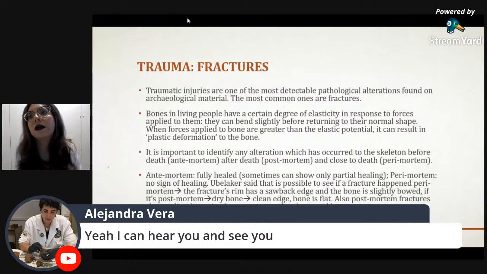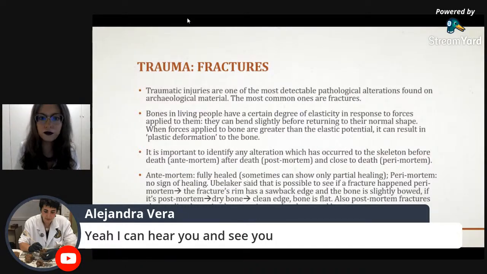So, what are the most common pathologies that an archaeologist or anthropologist could encounter during an archaeological excavation? Well, the most detectable and the most common ones are trauma-induced alterations or injuries, such as fractures.